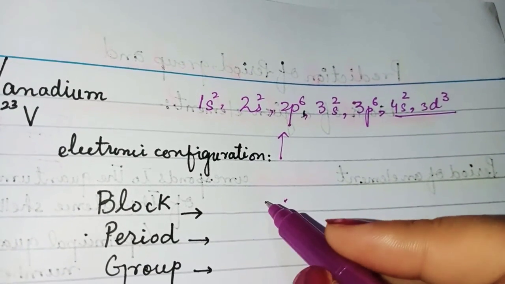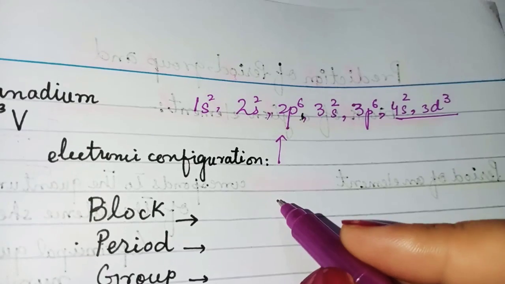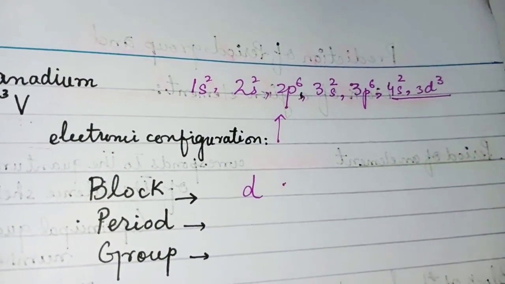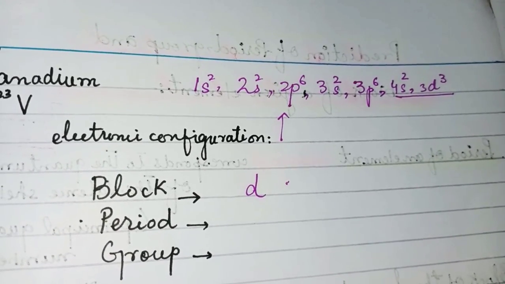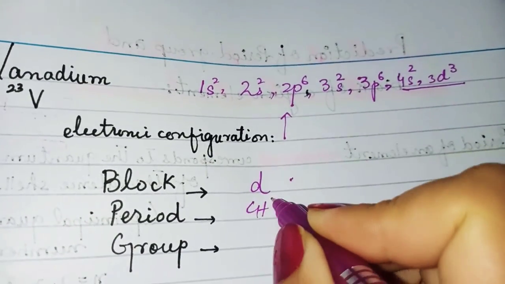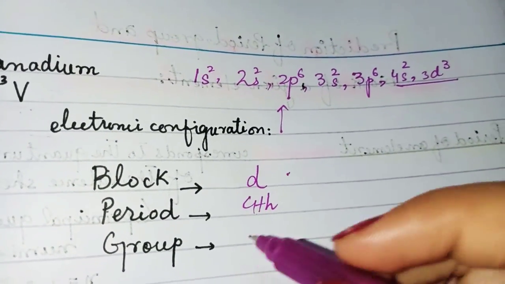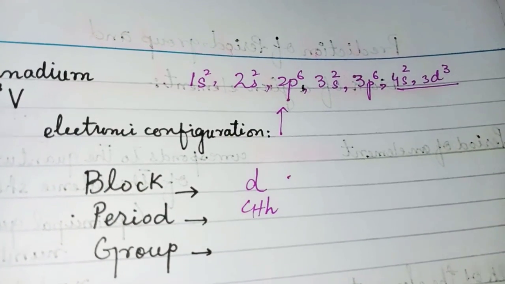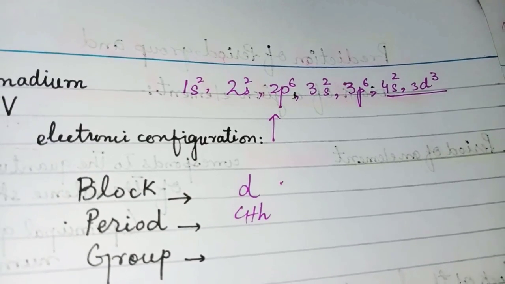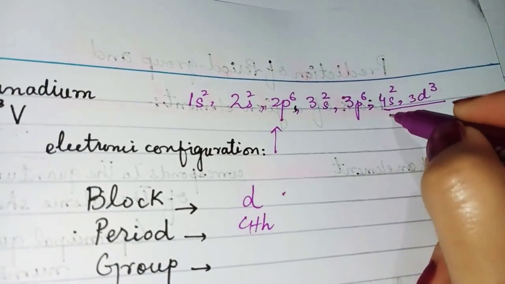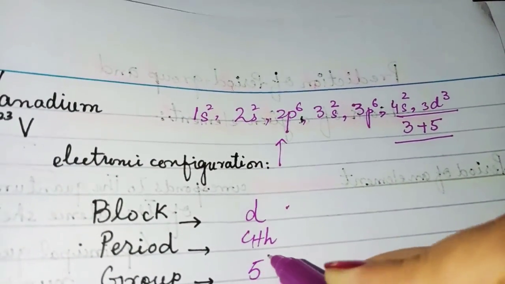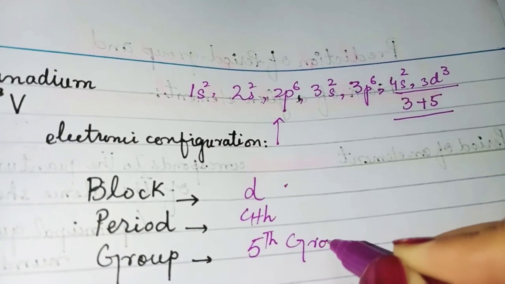So first of all, the block: according to the energy level rules, the last electron is received by the d subshell, so the block would be d. And for the period, the highest principal quantum number is here 4, so it belongs to period number 4. And again, the group number. We have told you before that in case of d block elements, you have to add the electrons in the penultimate shell and the valence shell. So we have 3 plus 2, it actually makes 5, so it belongs to group number 5.